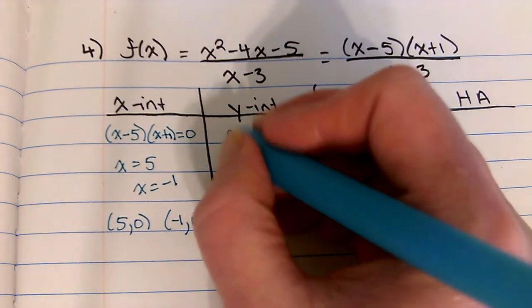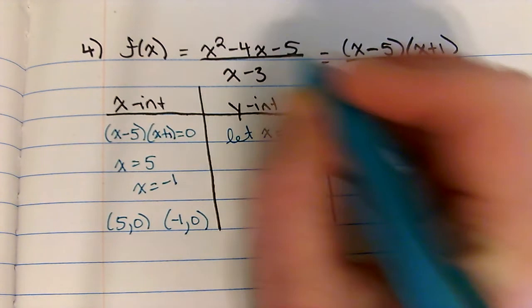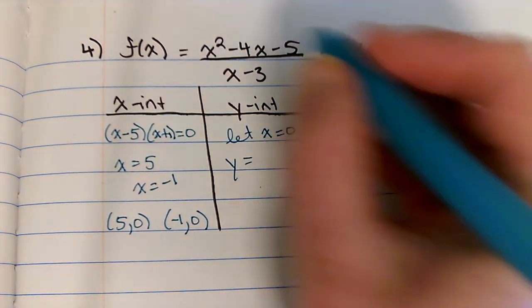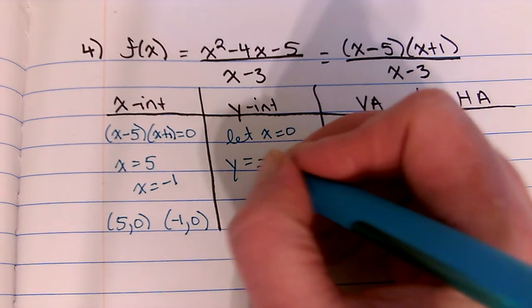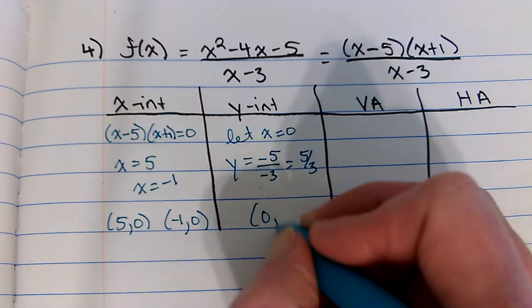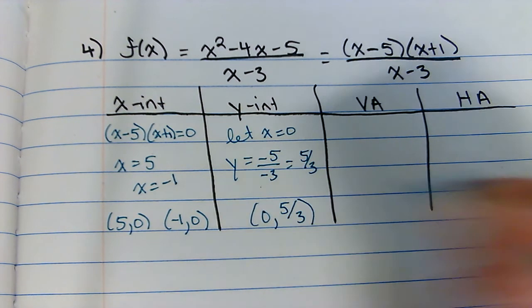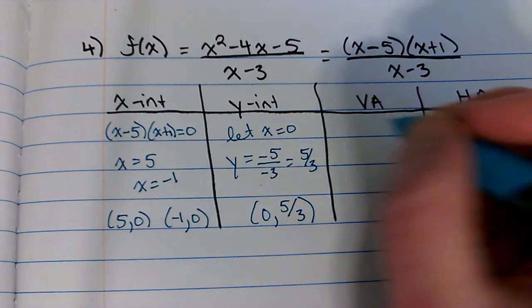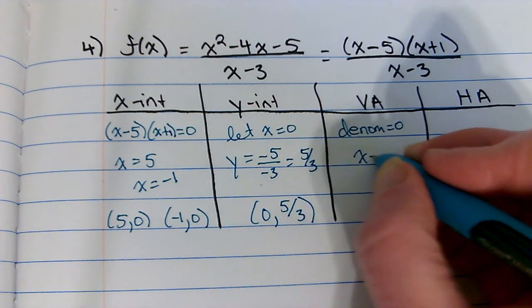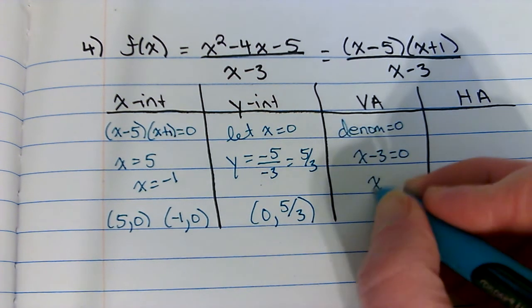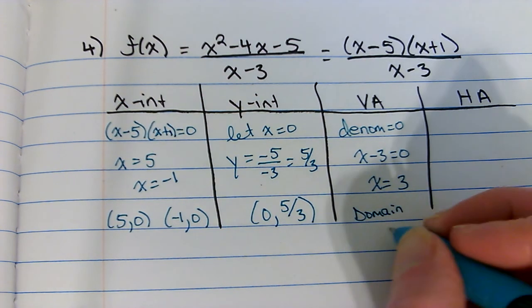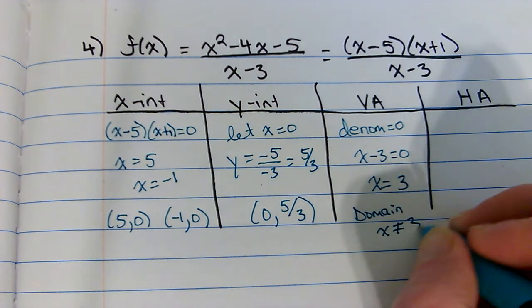The y-intercept happens when x is 0. So everything with an x is basically going to go away, and I'm going to be left with negative 5 divided by negative 3, so that's 5/3. Vertical asymptote, I'm looking at the denominator equals 0. Just a reminder, that means my domain is x is not 3.